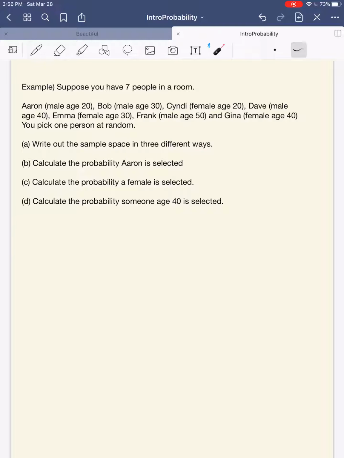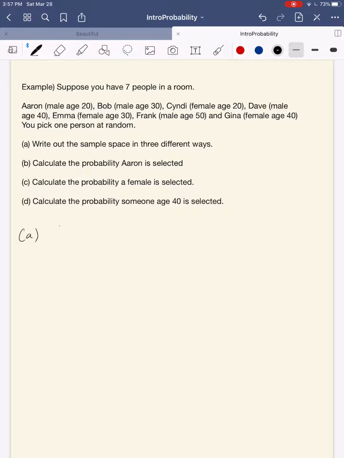Frank, male, age 50. And Gina, female, age 40. So you pick one person at random. What we're going to do is start by writing out this sample space in 3 different ways and talking about how some of these different ways are maybe less or more useful. So let's do that, and then we're going to calculate some probabilities.